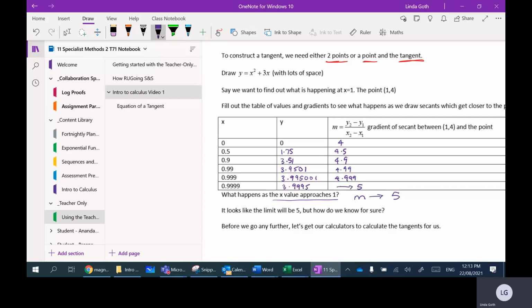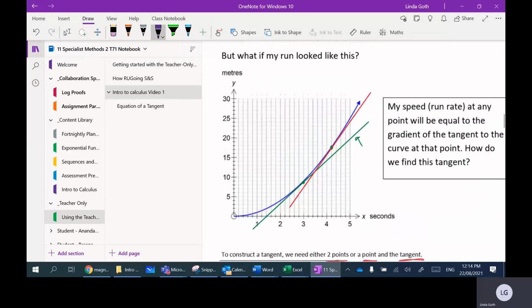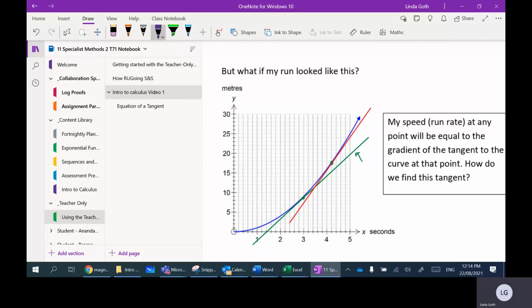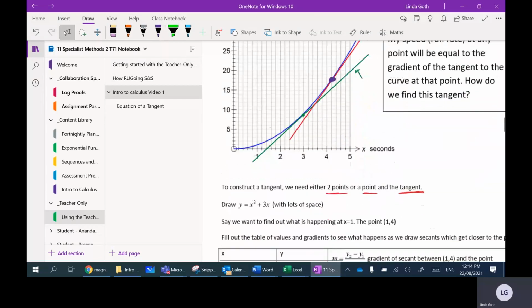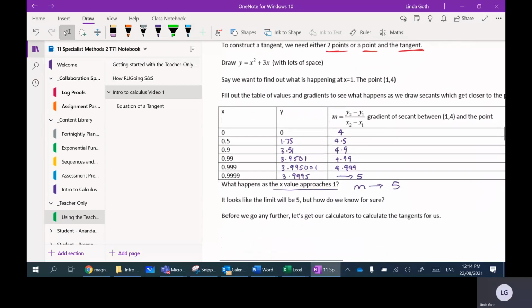But for now, I just wanted you to see this process of taking values closer and closer to the point where we want to find the tangent so that we can actually find the gradient of the tangent at a point. So what we're aiming to do is, we will be spending some time finding the equation of this tangent, but at the moment we just want to find the gradient of that tangent because that will tell us exactly what's happening at that point. So that's the end of this video, but once you've finished that, we'll move on to the next videos.